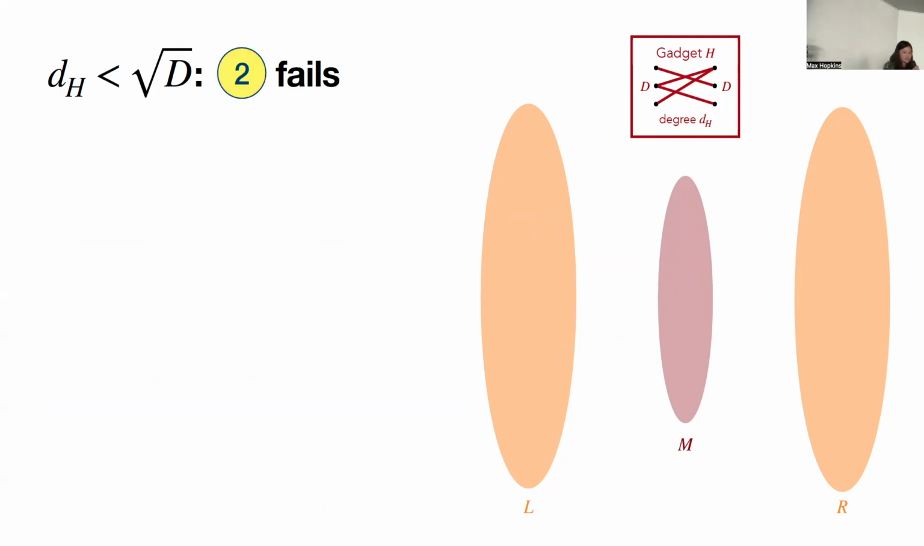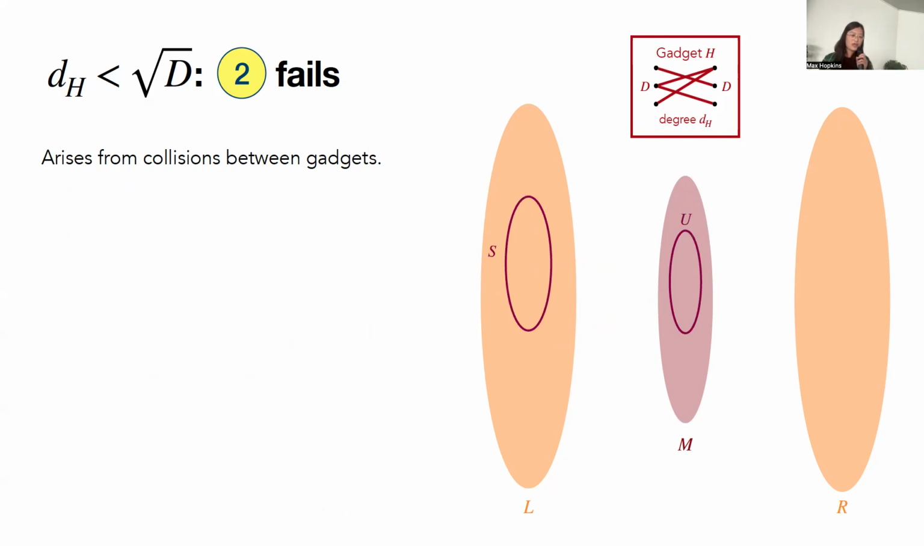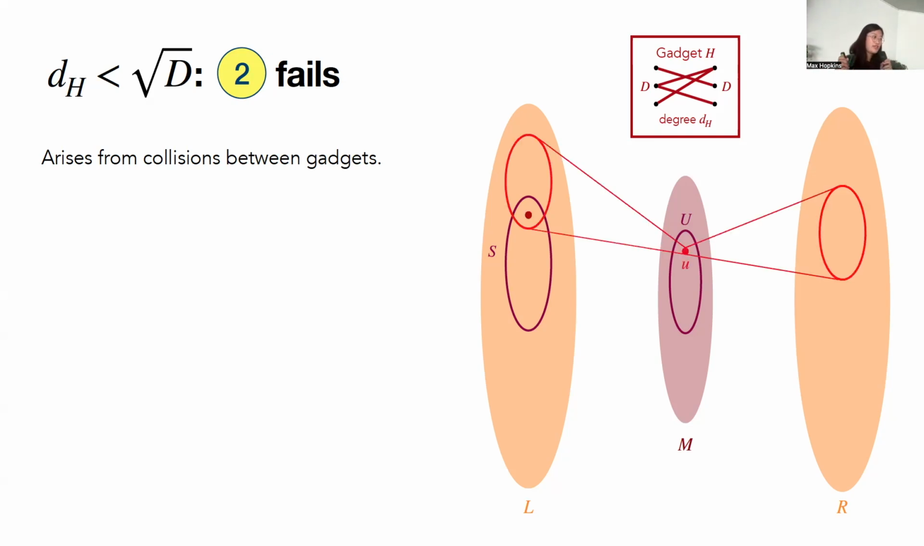Okay, cool. Let's do the second case, which is when DH is very small, in which case we're going to show that step 2 of our analysis is going to fail. Recall that these collisions are going to arise from collisions between different gadgets. So when can collisions arise between gadgets? Let's say you define your set S to be some set of vertices on the left, and U is going to be all the neighbors of S in the middle. Let's look at any vertex U in big U, so that it has exactly one vertex in the set S.